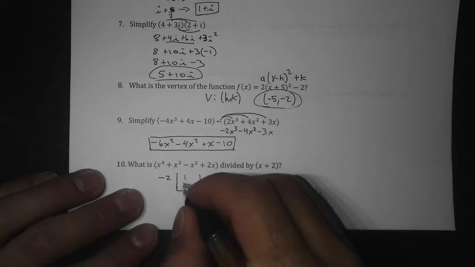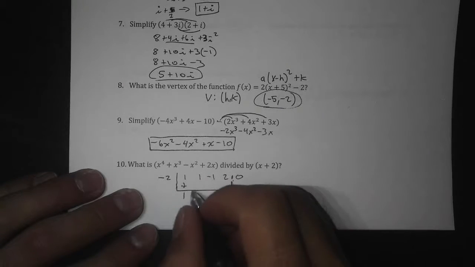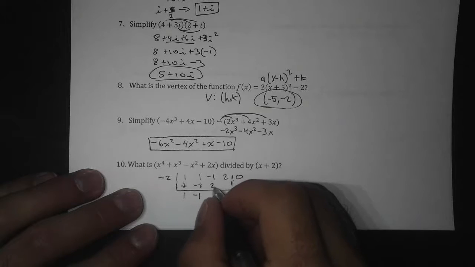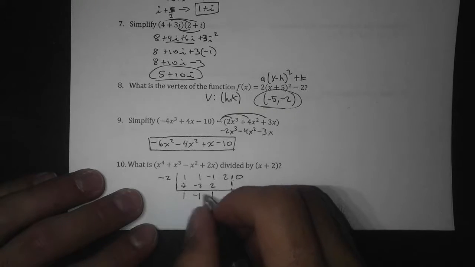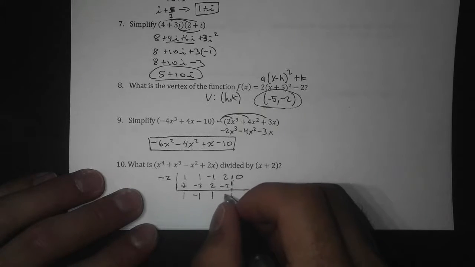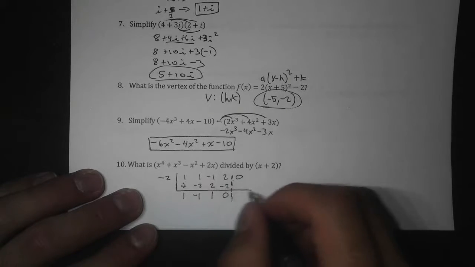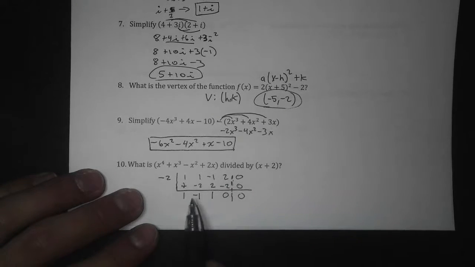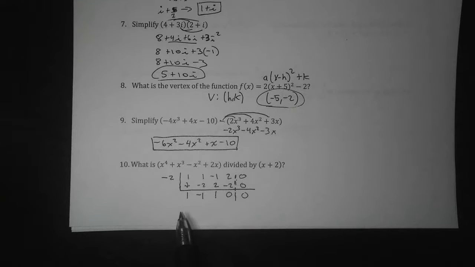So always bring the first one down. We multiply, we get negative 2. Combine these, we get negative 1. Multiply, we get positive 2. That gives me positive 1. Negative 2. So that cancels. 0, 0. So the start of this is always going to be 1 less than this degree.